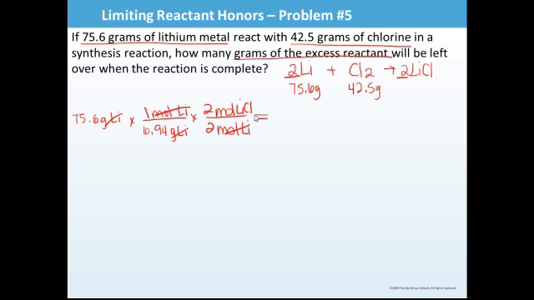Therefore, we can put an equal sign here, and we can multiply everything on the top, divide by everything on the bottom. We get an answer of 10.83 moles of lithium chloride. And now we have to do another stoichiometry problem starting from 42.5 grams of the chlorine gas.